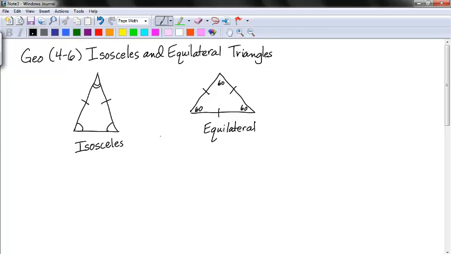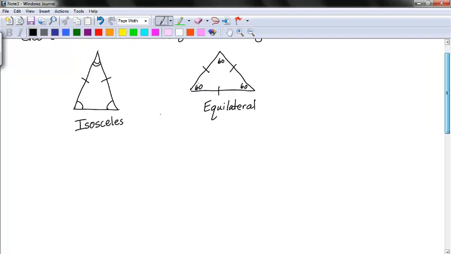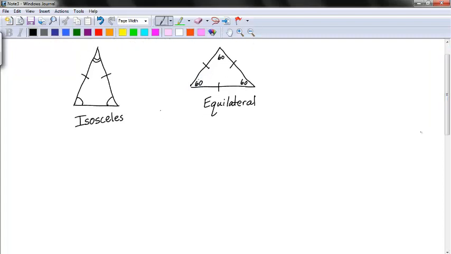Okay, now there's a couple of postulates and theorems in here. Theorem 4.10. It's called the isosceles. Make sure you spell it right. It's the isosceles, and just use the symbol for triangle. It's the isosceles triangle theorem.